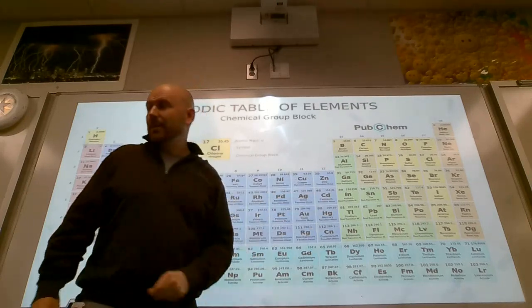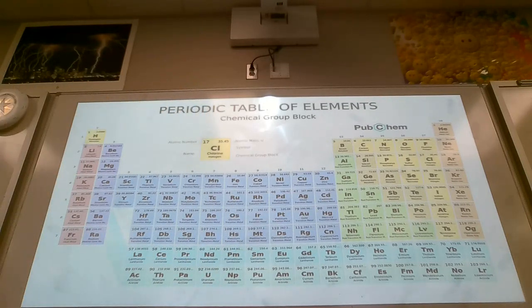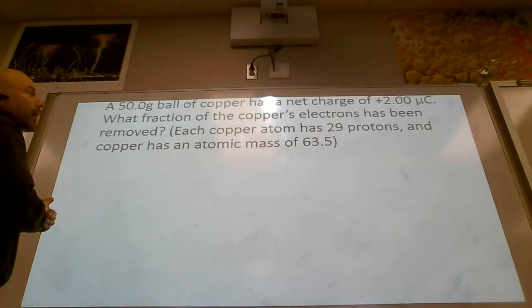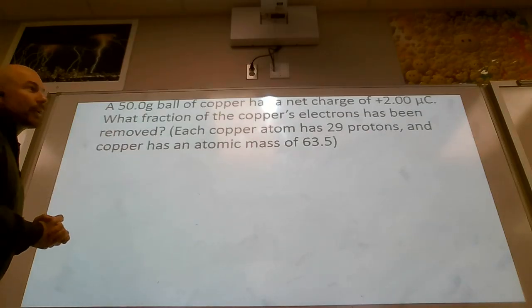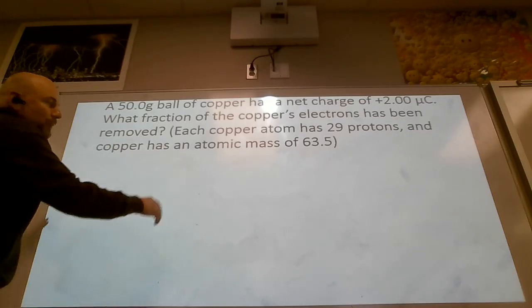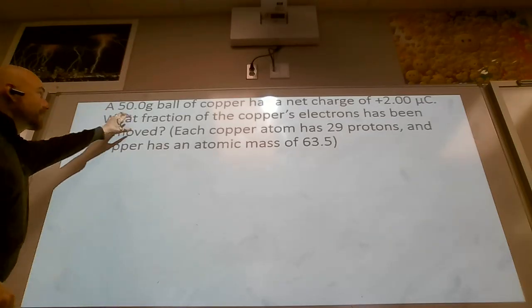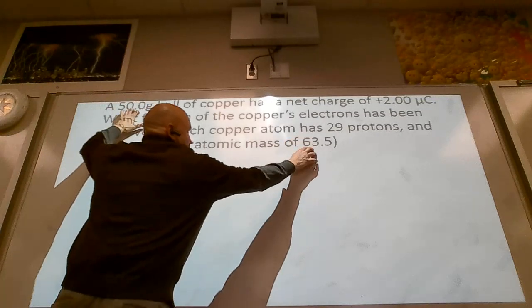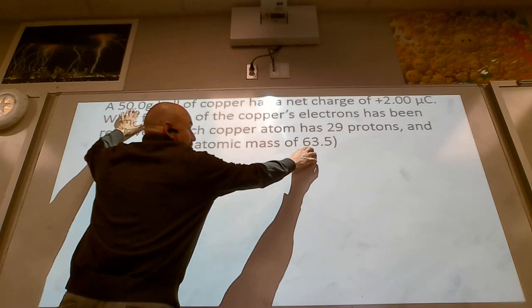It has an atomic mass of 63.5, and so we're going to use that. I'm just going to talk you through it. You're going to figure out how many atoms there are. So we're going from grams to moles, and then stop there. That's going to give us 50 grams, and there's 63.5 grams per mole.